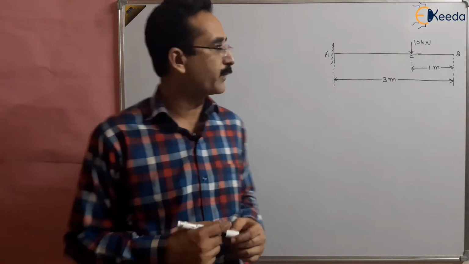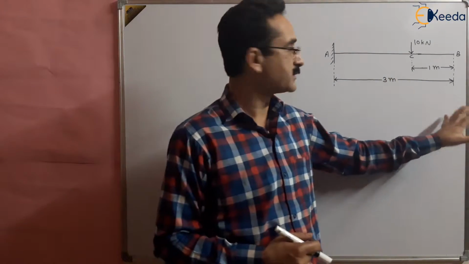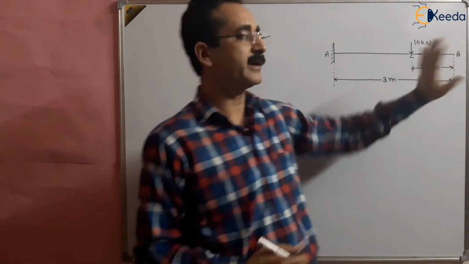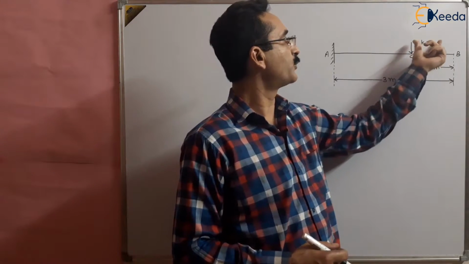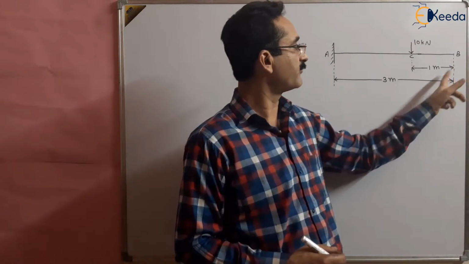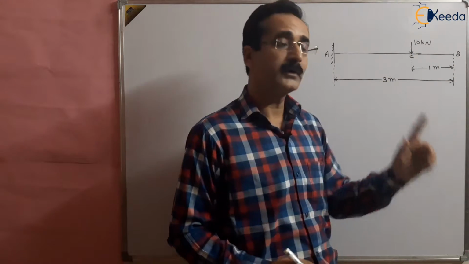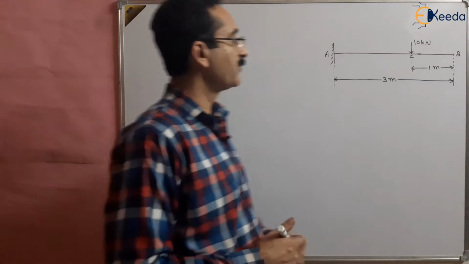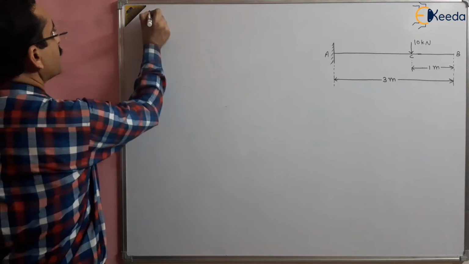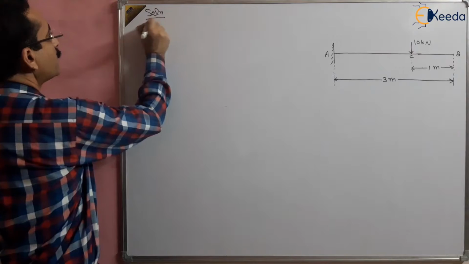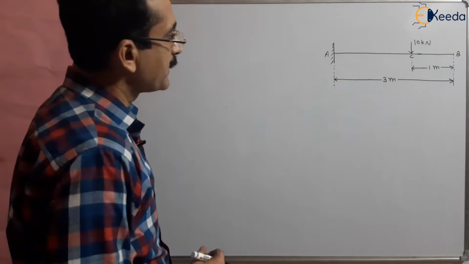In this question we have to find the slope and deflection of this cantilever beam at the free end, where it is loaded with a point load of 10 kilonewton, which is at 1 meter from the free end. We have to find the slope and deflection using the conjugate beam method. So how to find the slope and deflection?